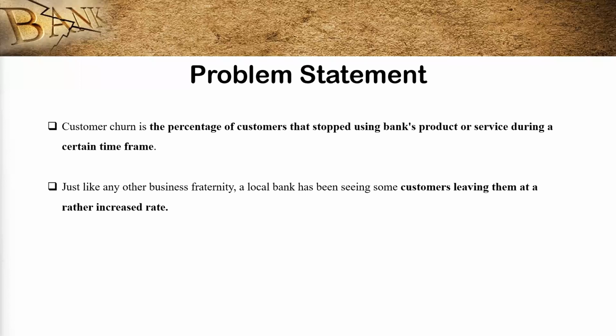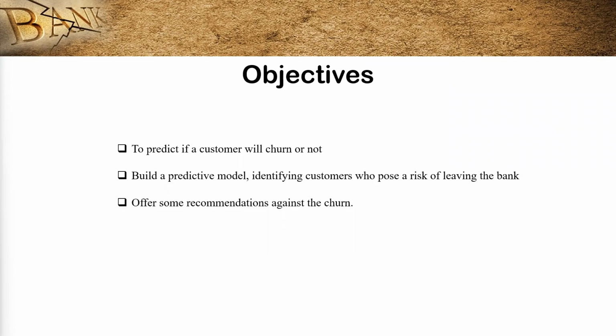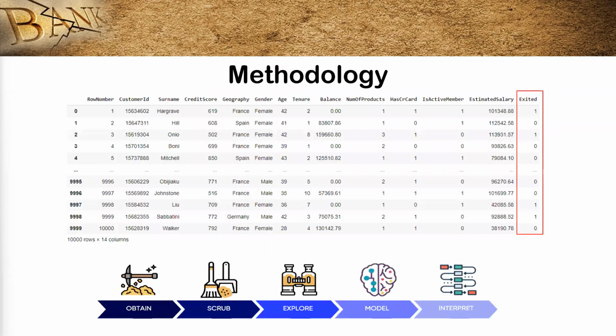Problem statement. Customer churn is the percentage of customers that stop using a bank's product or service during a certain time frame. Just like any other business fraternity, a local bank has been seeing some customers leaving them at a rather increased rate. Objective: to predict if a customer will churn or not by identifying and visualizing those factors based on available features. Secondly, build a predictive model identifying customers who pose a risk of leaving the bank. And finally, offer some recommendations against churn.